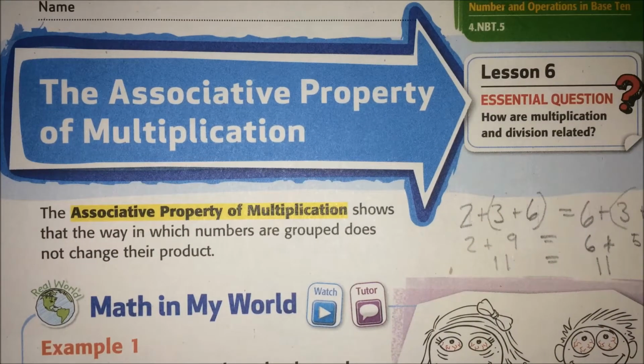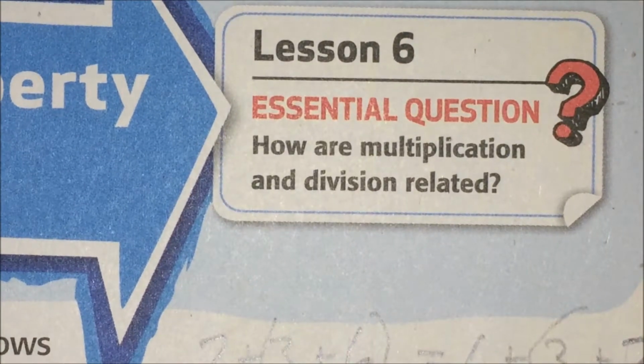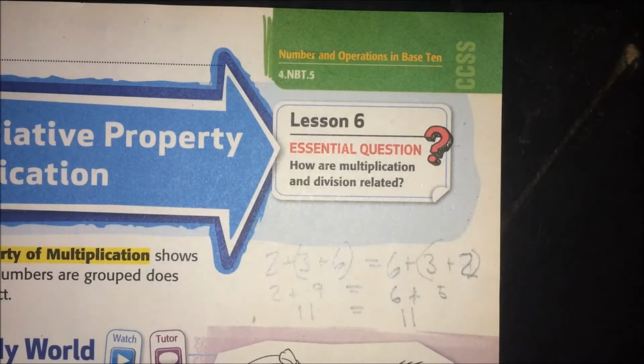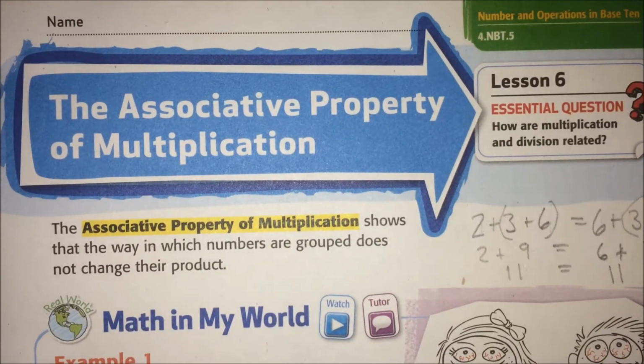Welcome to Chapter 3, Lesson 6. The essential question for this chapter is, how are multiplication and division related? This lesson is about the associative property of multiplication.